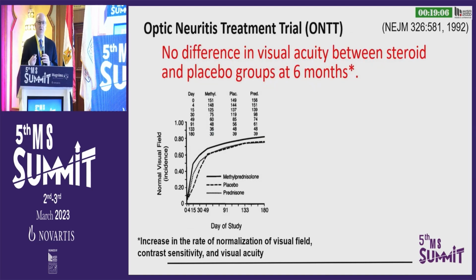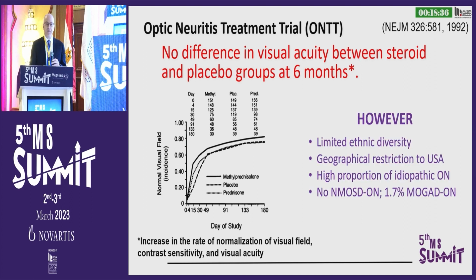And finally, we know from this Optic Neuritis Treatment Trial that there's no difference in visual acuity outcome at 6 months between those patients receiving intravenous methylprednisolone at high dosages, 1 gram per day, and those who did not. However, the time and the rate of normalization of the visual fields, contrast sensitivity, and visual acuity do happen faster. So you don't get to a different outcome, but you get there faster.